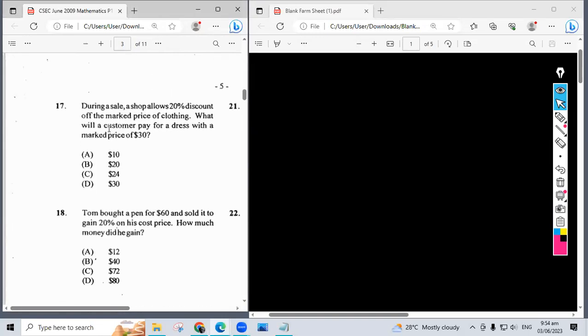Let's see what we can do here. 17 and 18 can fit. Good luck doing the question. I know some people would have gone to the table. It is possible to do number 17 with the table because you have a percentage and the cost. During a sale, a shop allows 20% discount. What will the customer pay for a dress marked at this price? So the original price is $30.